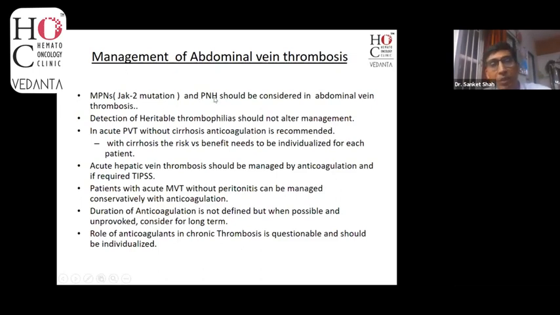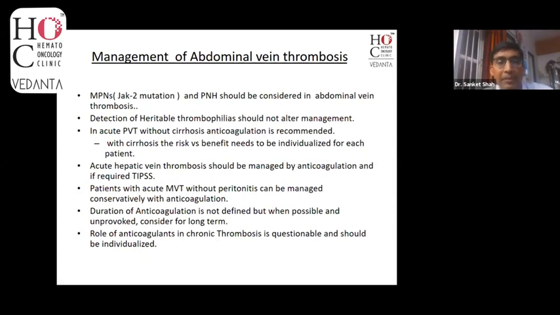Management of abdominal vein thrombosis. MPNs and PNH must be considered when you are seeing abdominal vein thrombosis, arterial or venous both. Detection of heritable thrombophilia should not alter the management, as mentioned earlier. In acute portal vein thrombosis where the patient does not have cirrhosis, anticoagulation should be done. But if the patient already has cirrhosis, there is a risk of bleeding and we have to individualize depending on the patient's condition.